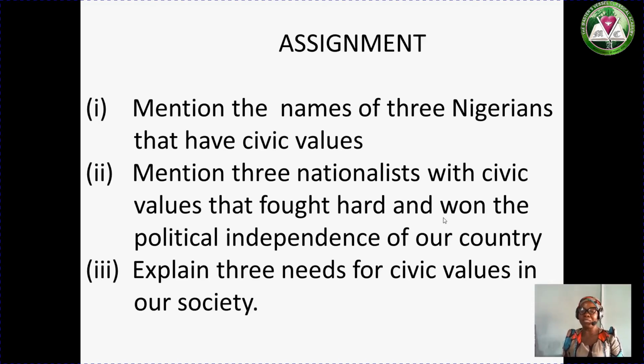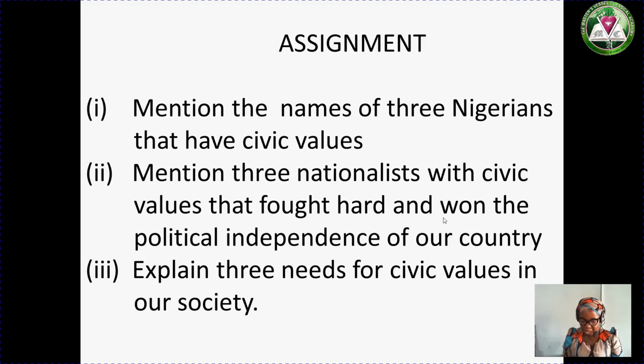Remember, if you have these national values, people will know you as a good child. That's why you need these national values. Remember, we mentioned their names. Number one, I said number one was late Professor Dora Akunyere. She's the woman that has the highest award in the whole world, not even in Nigeria, in the whole world.